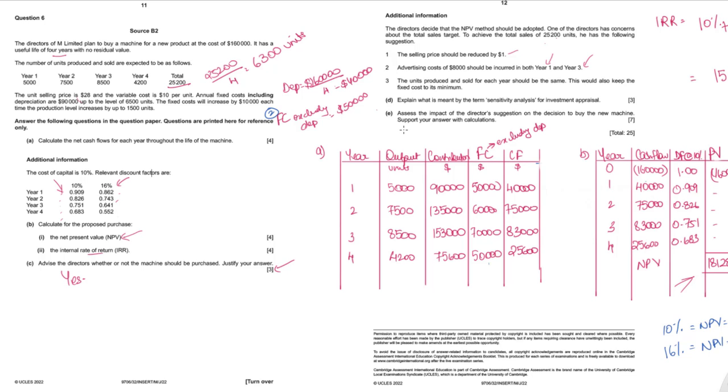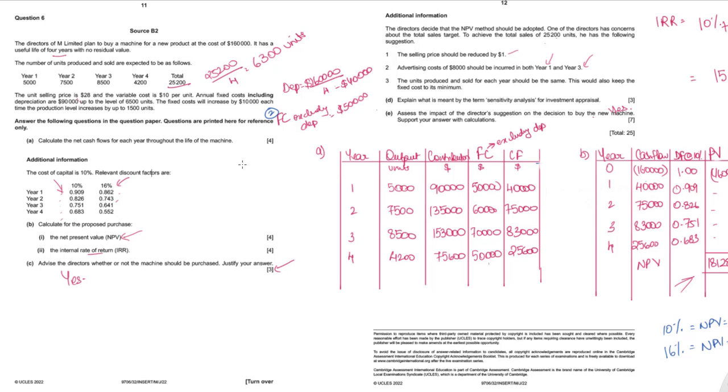Part E, assess the impact of the director's suggestion on the decision to buy the new machine. Our initial decision of the directors was to buy the machine. Yes, they decided to buy the machine. Now the question is, after all these changes, is that decision changing? So we'll have to analyze the effect of these changes and see. We will again use the NPV method and see if the NPV is coming greater than 18,128, which is the earlier NPV, or less than that, or is it coming as a negative number?